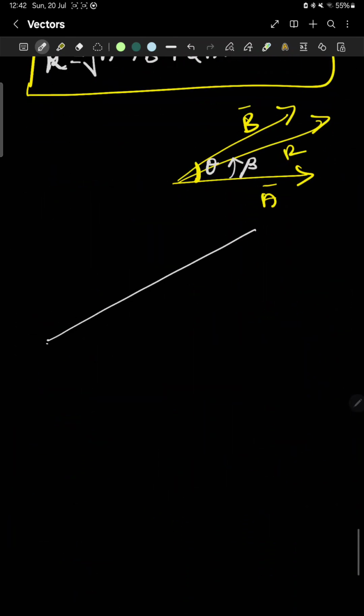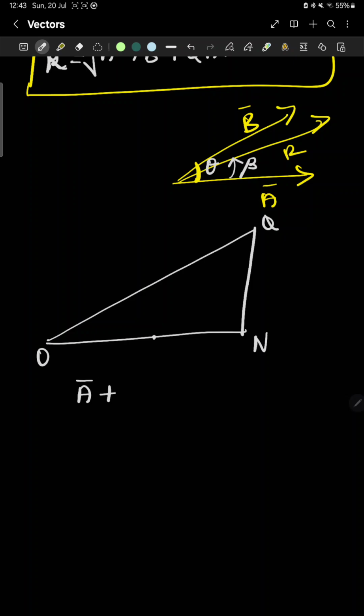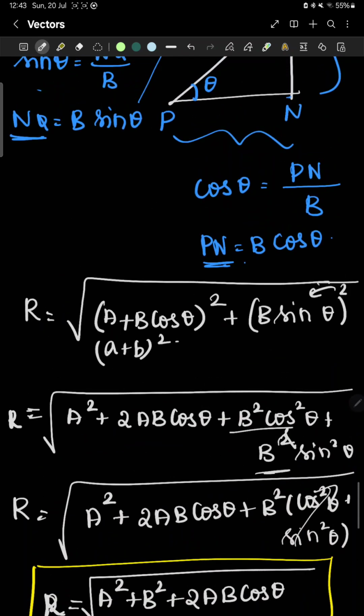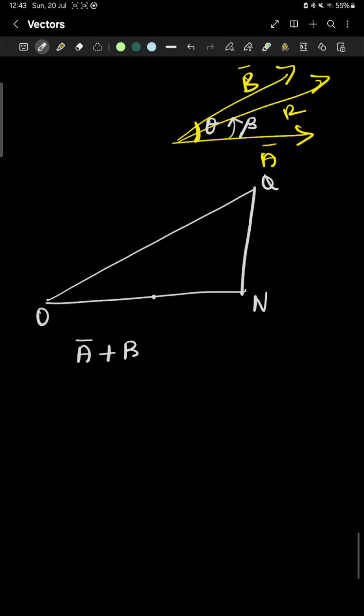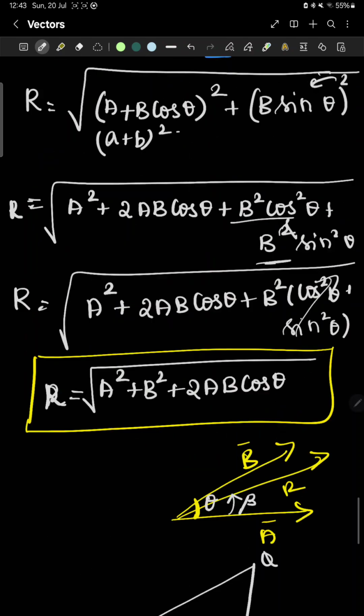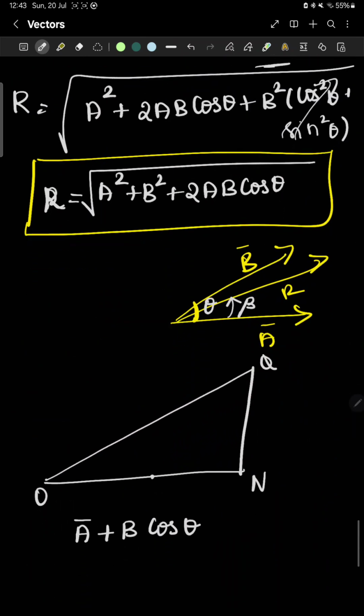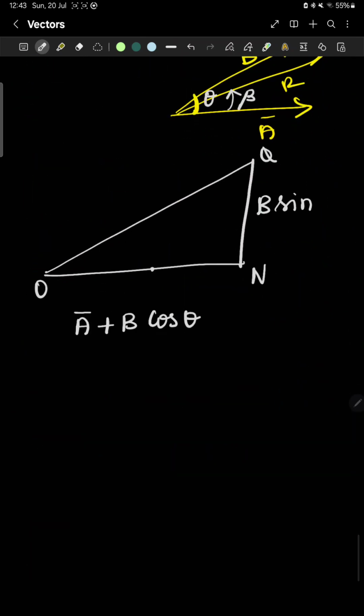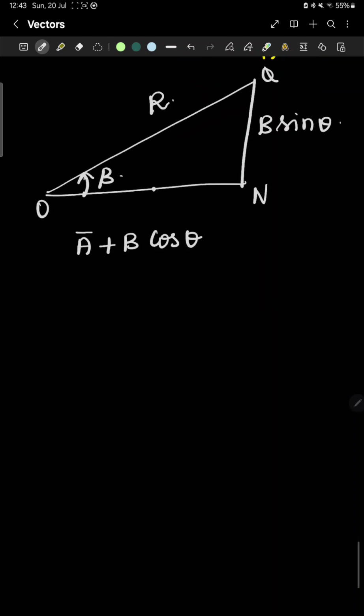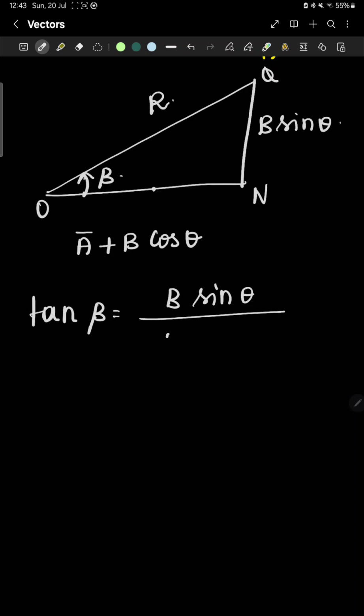So what is that bigger triangle? This will be the bigger triangle NQO, and here it is P. So this entire distance will now become A vector plus PN. What is PN? We found it is B cos theta. So it will be A plus B cos theta, and this distance we found as NQ, which is B sin theta. This will be the resultant vector which makes an angle beta. So now I can substitute the formula: tan beta is equal to opposite side by adjacent side, so it will be B sin theta divided by A plus B cos theta.